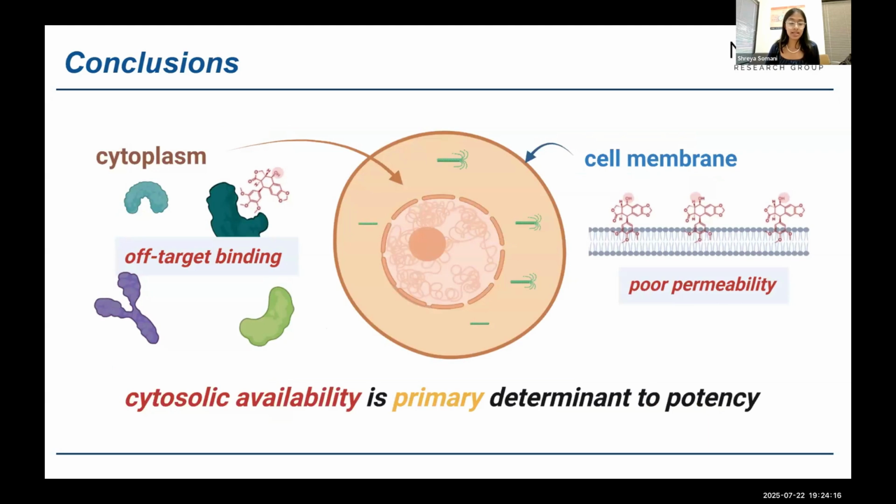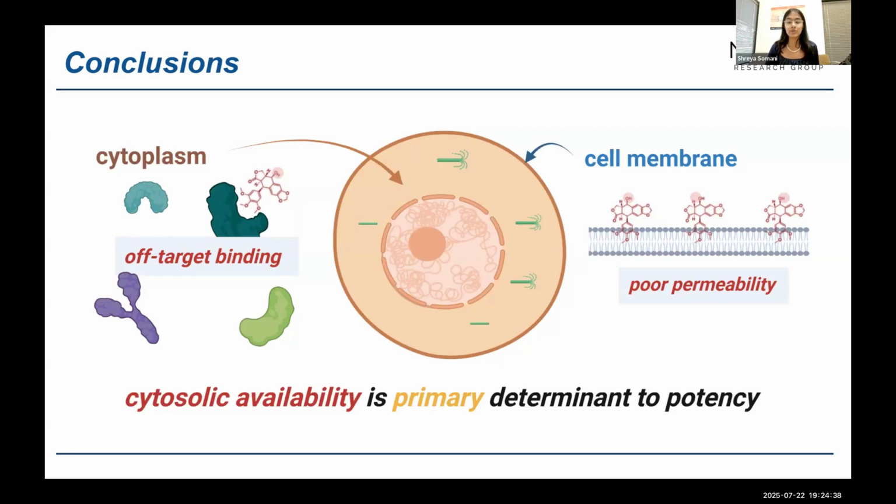Oftentimes in medicinal chemistry, binding is known to be the primary determinant. But in our case, no matter what substituent we added, the relative affinity of binding through both the in silico modeling and our tubulin experiment remained the same. We only saw a true difference in our in vitro experiment where cells were present.